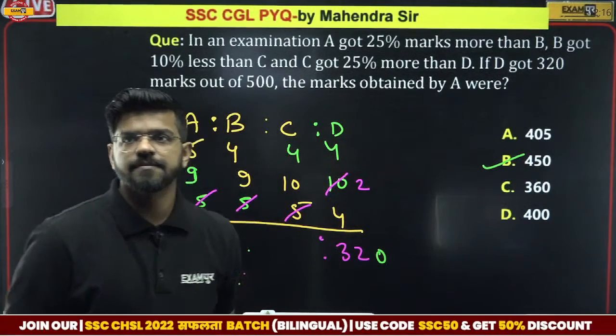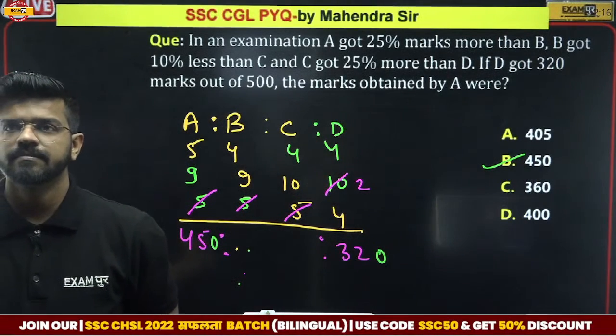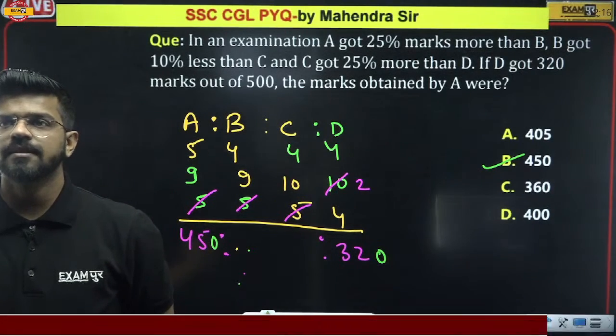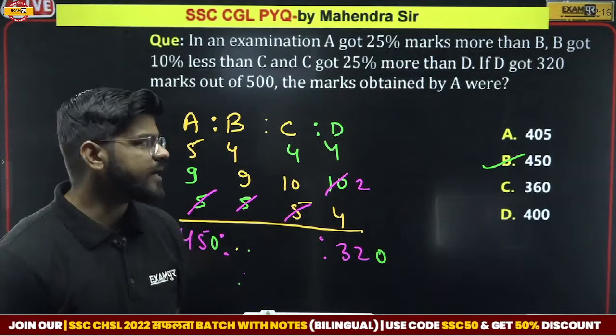So this is how you got 450, your answer. Clear to everyone? So Suhan is saying, sir, 450. Absolutely correct. Did you get the ratio method?